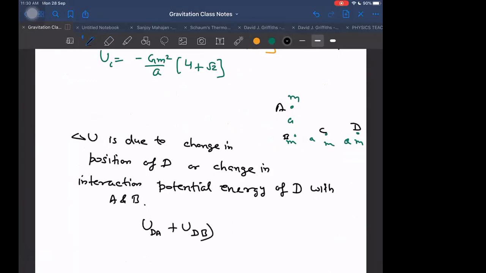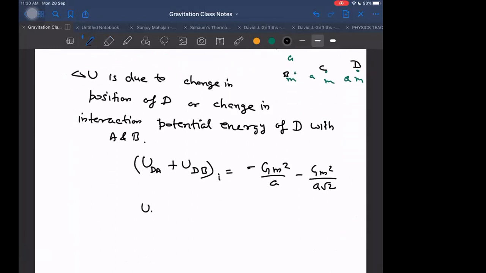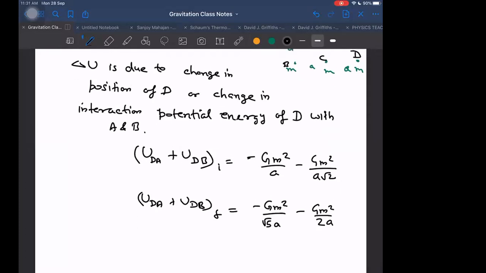UDA plus UDB initially is equal to minus GM square by A minus GM square by A root 2. And UDA plus UDB final is equal to minus GM square by root 5 A minus GM square by 2A. Now we will subtract the difference.